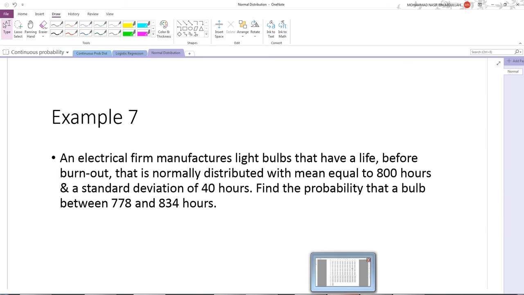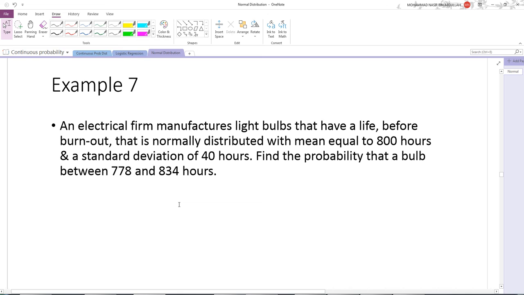Now let's look at example number 7. An electrical firm manufactures light bulbs that have a life before burnout that is normally distributed with a mean of 800 hours and a standard deviation of 40 hours. So we know that the mean is equal to 800 hours and the standard deviation is equal to 40 hours. Be careful when they tell you standard deviation or variance. If they give you the value of variance, you need to find the standard deviation by taking the square root of the variance.